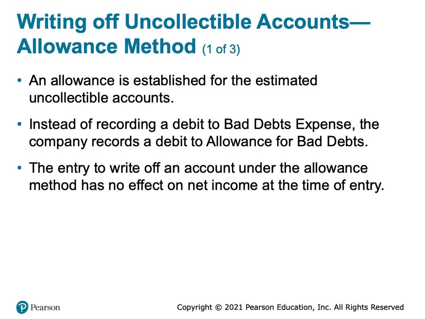So when we're using the allowance method, the allowance is established for the estimated uncollectible account. That happens where we debit the bad debt expense and credit the allowance for doubtful accounts, or allowance for bad debts, at the end of every year. Then when we actually do write off an uncollectible account, we no longer will debit bad debt expense. Instead, we're going to debit the allowance for bad debts.